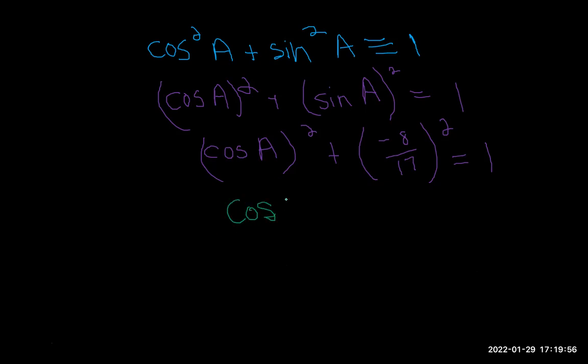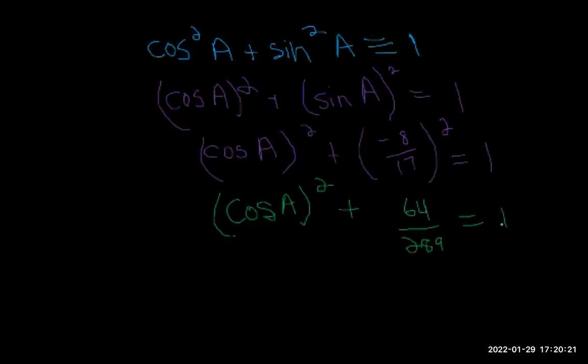So cos A squared. Can anybody tell me what minus 8 on 17 squared would be? Would that be 64 over 289? Does anybody not understand how we got that? Going once, going twice. All right.